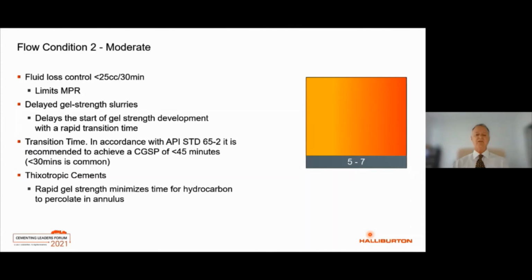Additionally, we need to design the slurry to have a transition time of less than 45 minutes. Less than 30 minutes is common for this flow potential category. Thixotropic cements that, whilst in shear condition, exhibit low gel strengths, however under static conditions gel rapidly, can be considered for use in the moderate category.